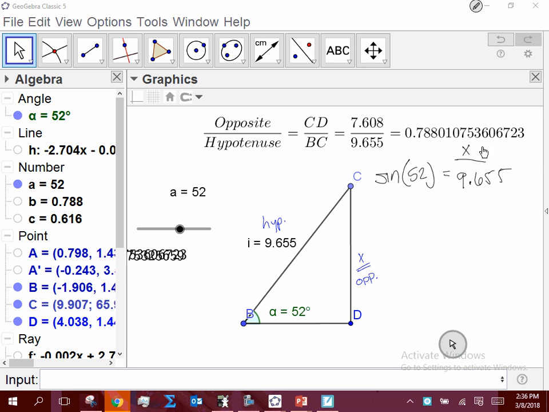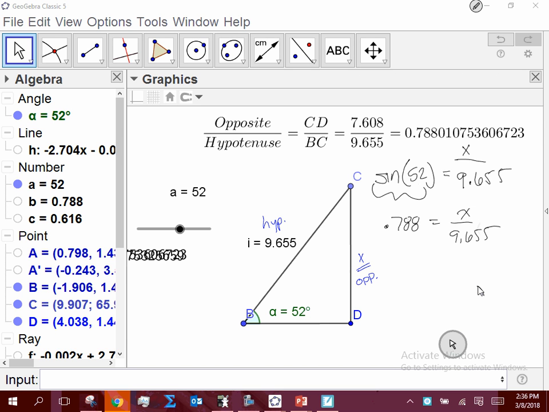I'm going to divide some unknown value by 9.6555. But I know that should equate to 0.788, which is the sine of 52. So if I write it this way, think about this. How do I find that information?